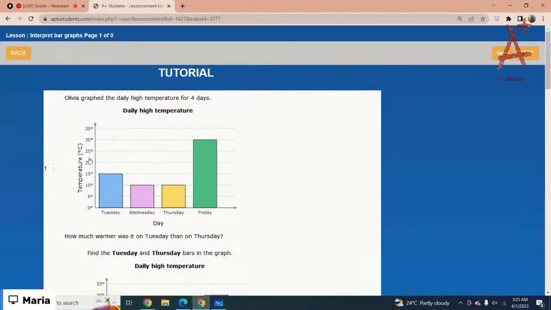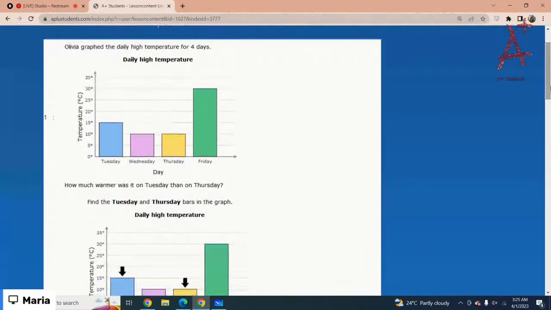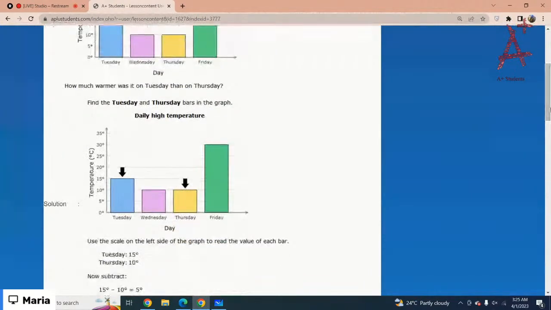Okay, temperature. Olivia graphed the daily high temperature for 4 days. How much warmer is Tuesday than Thursday? Got it? So you need to see how much warmer it was on Tuesday and Thursday. Find Tuesday and Thursday on the graph. Here is Tuesday and here is Thursday. See the temperature on Tuesday, match it to the y-axis, it would be 15. That means on Tuesday the temperature is 15 degrees. Got it? And on Thursday the temperature is 10 degrees.